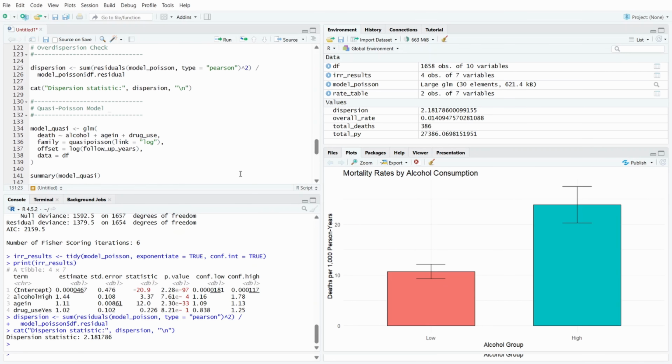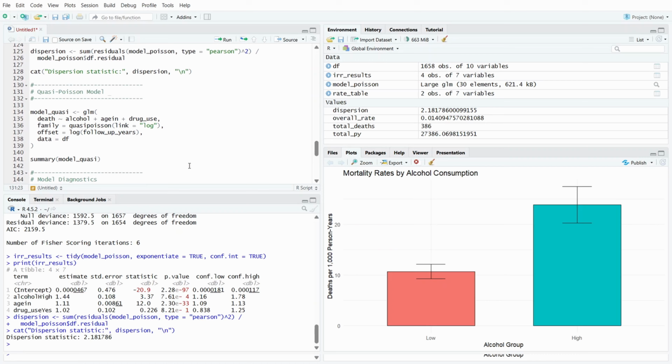To address this, we fit a quasi-Poisson model. This adjusts the standard errors without changing the estimated effects. It's a practical and commonly used solution in epidemiology.